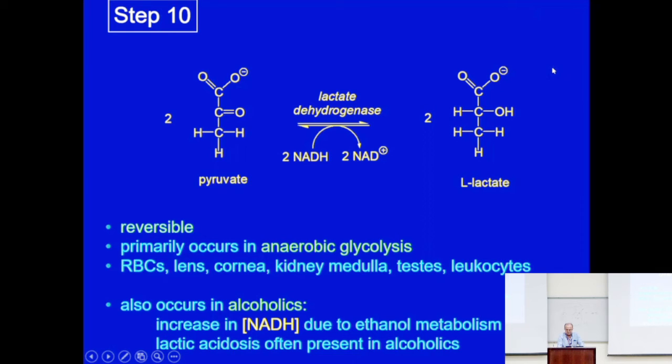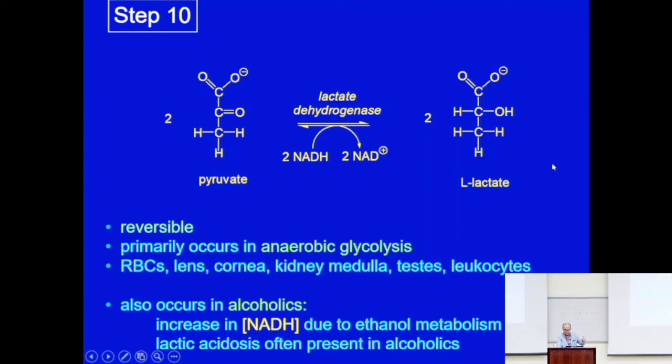Now, as I mentioned, you have conditions where you can further metabolize pyruvate to lactate. And again, you're just reducing this carbonyl to a hydroxyl. You use NADH for that. If you have 2 of them, you use 2 of them, and produce 2 lactates.